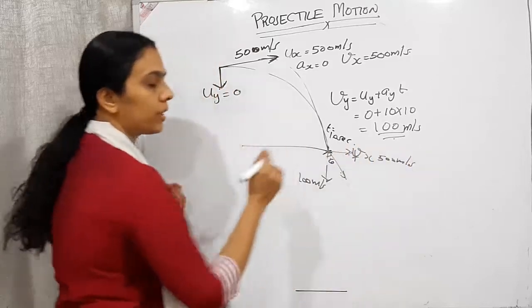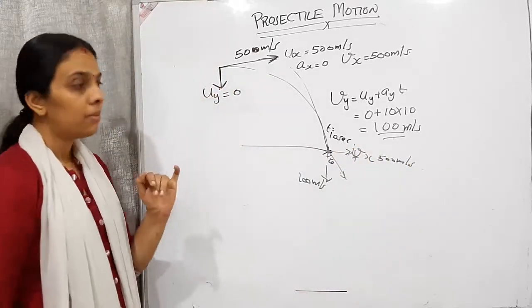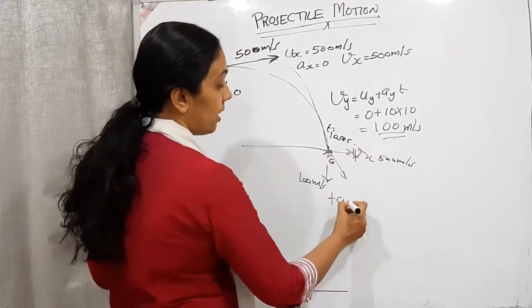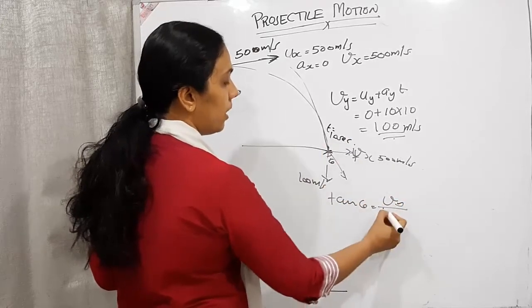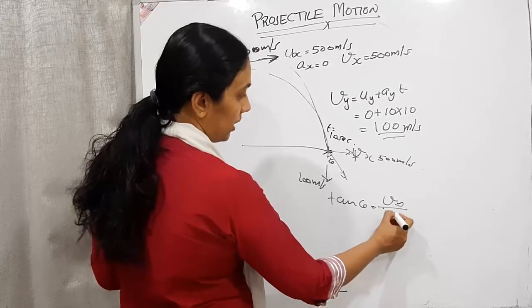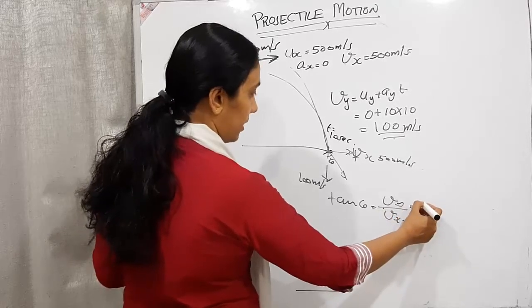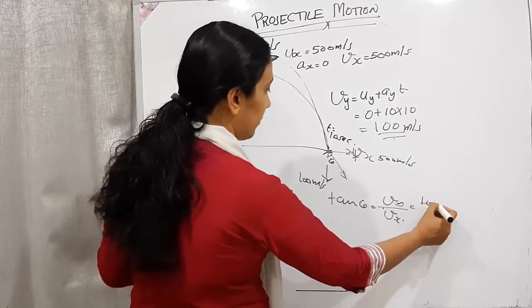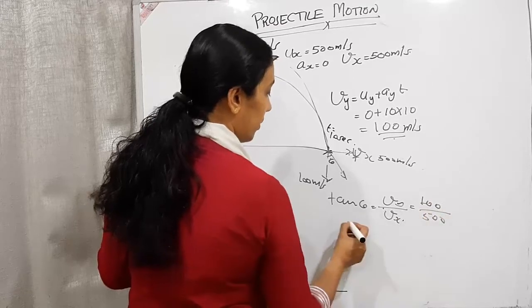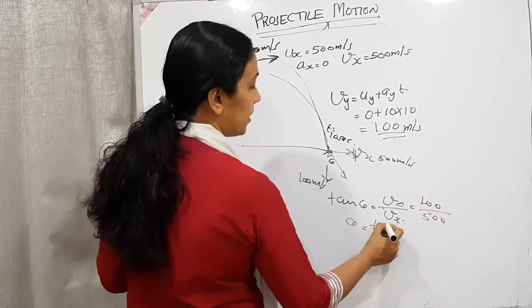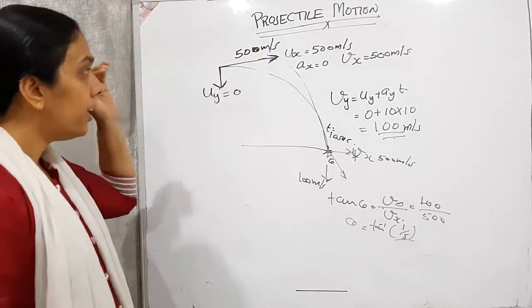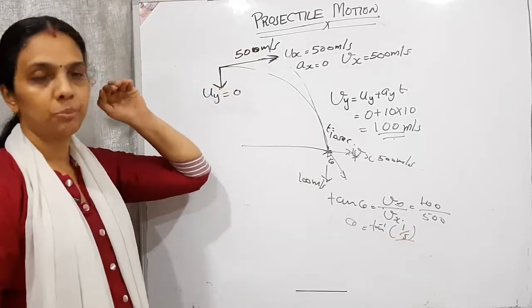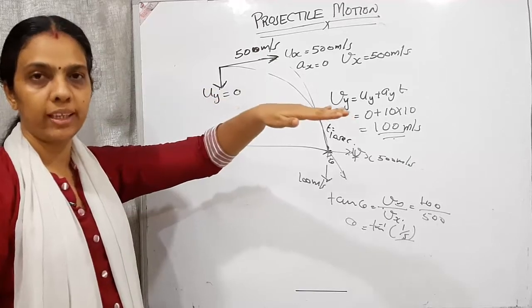Now can you say how can we find out theta? By finding out tan theta. Tan theta will be equal to opposite side divided by adjacent side, that is Vy by Vx. So 100 divided by 500, it will be theta equals tan inverse 1 by 5. Clear? So while the plane is moving horizontally.